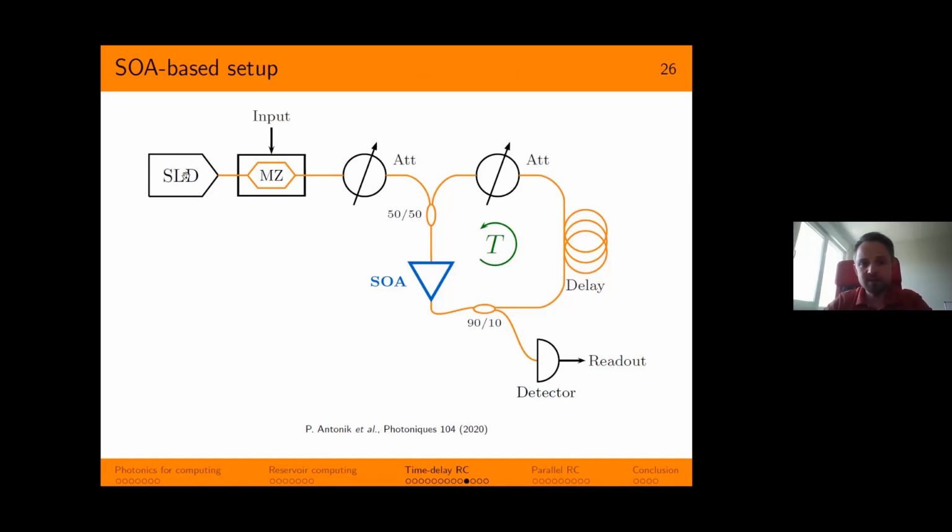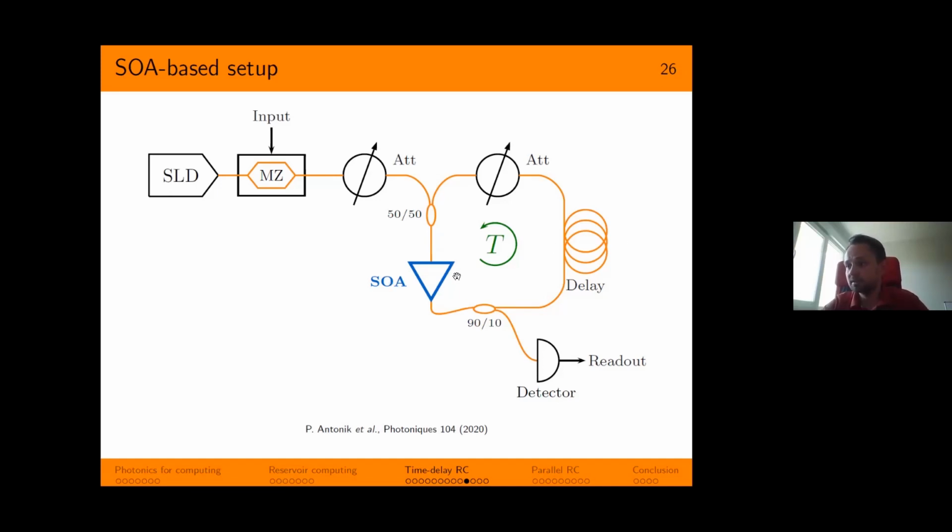Some of the components are already familiar to you. We have the LED here as our source, the Mach-Zehnder modulator, but pay attention. Here it's not inside the loop, it's outside, so it's no longer the nonlinear element. It's only used to modulate the input signal. We also have two optical attenuators, one inside the loop and one outside, to tune the strength of the input signal. We have the same splitter here for the readout. We have the same delay line of 8 microseconds.